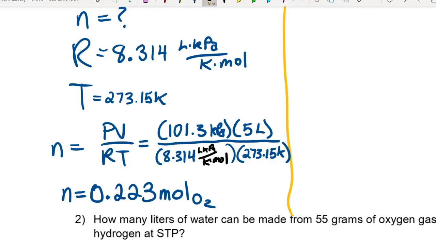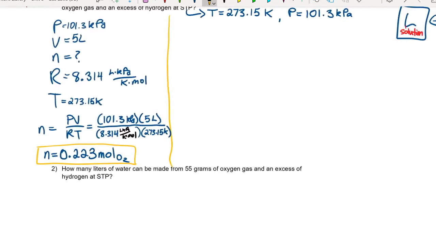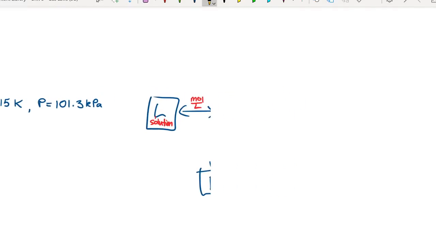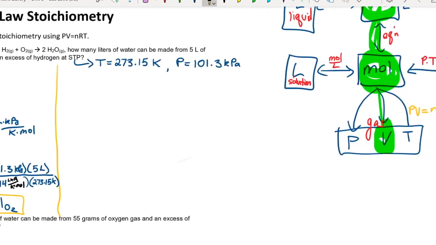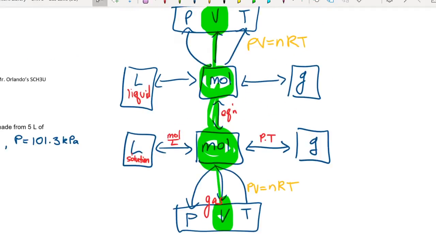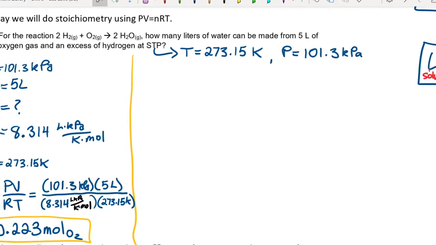So we know now how much oxygen we have. Do those steps make sense? PV equals nRT. Not a big deal, right? Now we're going to do the tiniest, littlest bit of stoichiometry imaginable. We're just going to say, if we have this much oxygen, how much water will I get? We're just making this step right here. That is the shortest little dimensional analysis you'll ever do. So we know we have 0.223 moles of O2.